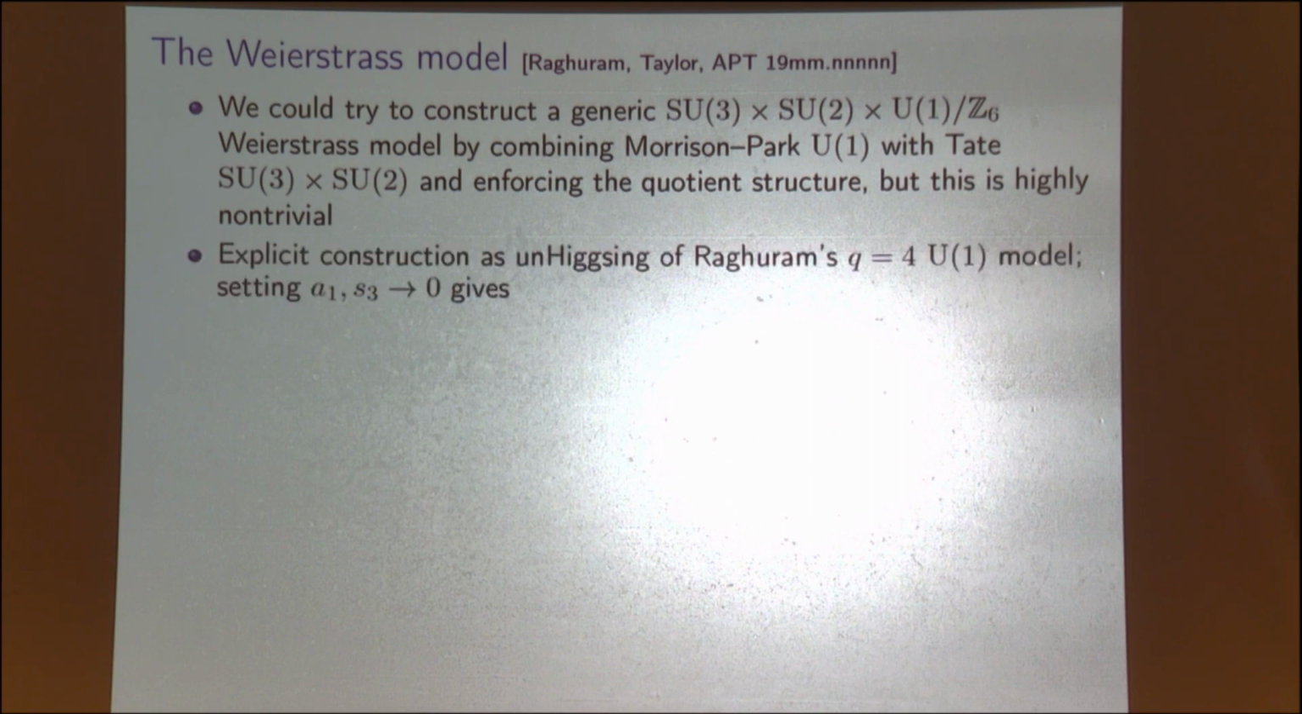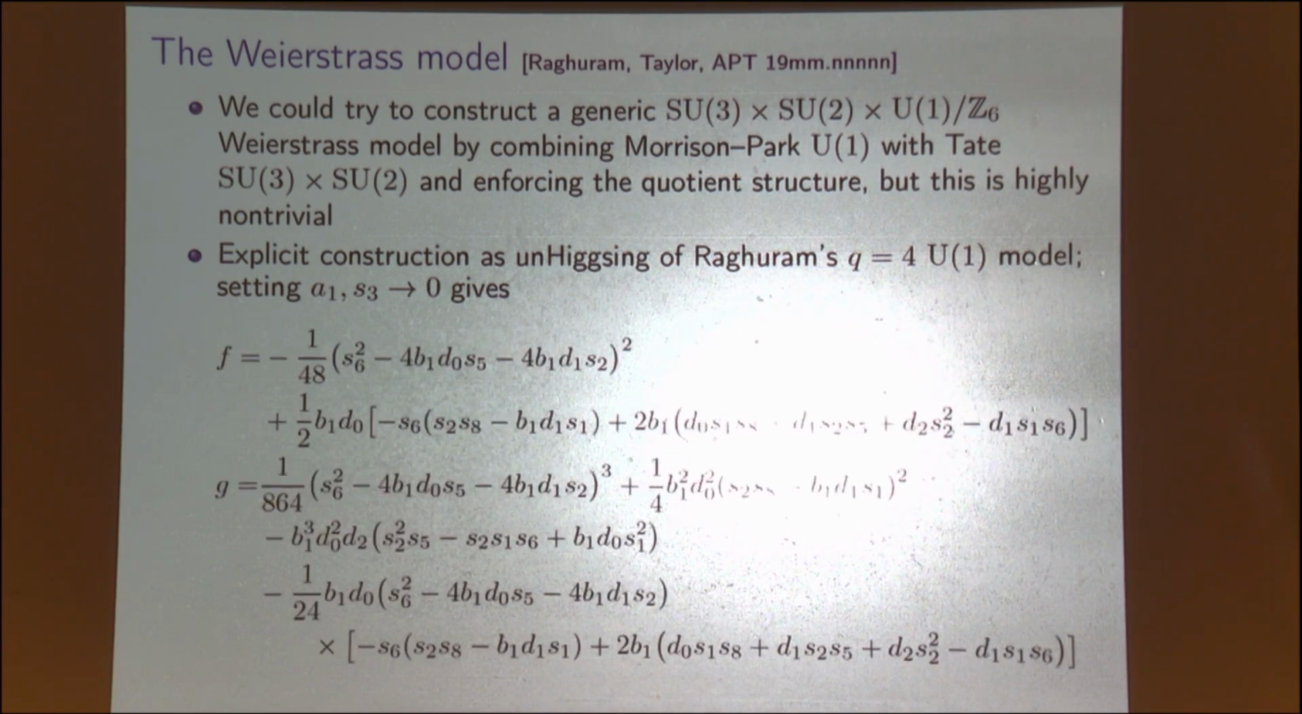But a lucky miracle happened, and we noticed that an already written down Weierstrass model, Nikhil Raghuram's charge 4 U(1) model that has charges up to 4, unhiggses directly to SU(3) times SU(2) times U(1) mod Z6. His charge 4 model has some very, very large F and G functions, which are too large for me to put on the slide. But if I take 2 of the parameters in his F and G and tune them to be identically 0, then I find this F and G, which define a Weierstrass model for me. And this has various parameters b_i, d_i, and s_i.